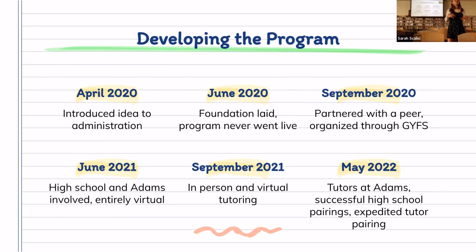And so in April, May, and June of 2020, I went on a lot of Zoom calls with administration, and we worked out what an online tutoring program could look like. So we ended up creating a lot of the forms that would be used later to request a tutor, to volunteer to be a tutor, and then the time log to log how many hours you tutored for. So the foundation was laid for the program, but it never actually went live because everyone just pushed school aside and went right into summer.